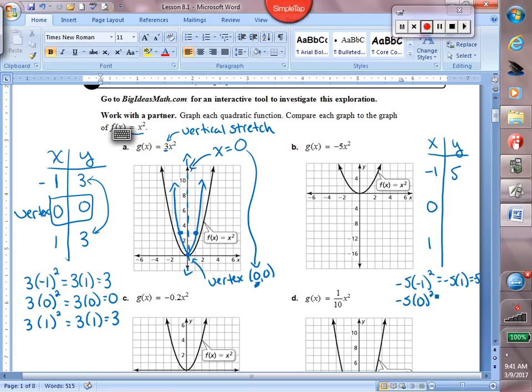We have to square 0 first. 0 squared is 0. 1 squared is 1, and we get negative 5. Negative 1, we have to be careful. The scale on this graph is going by 2's on the y-axis, so be careful when you graph. Positive 1, 5.